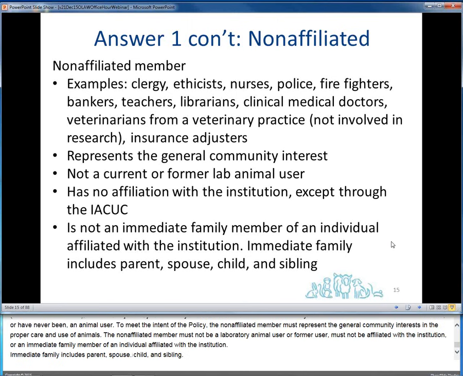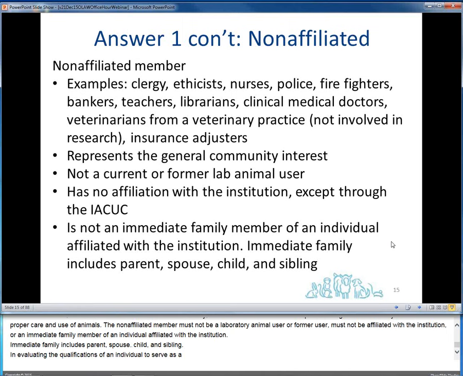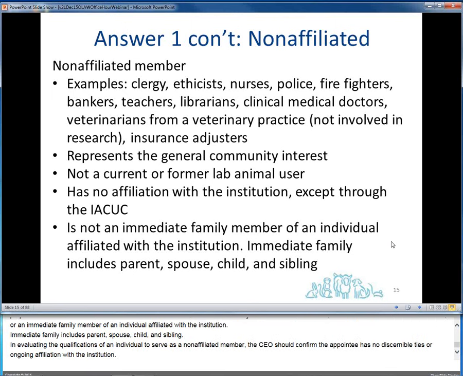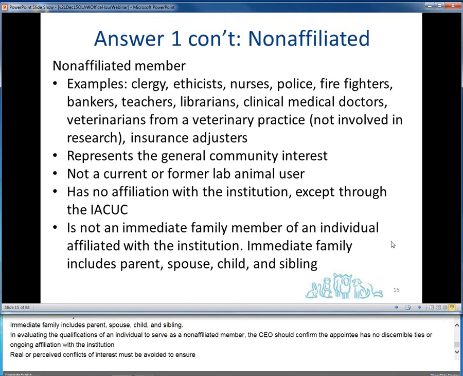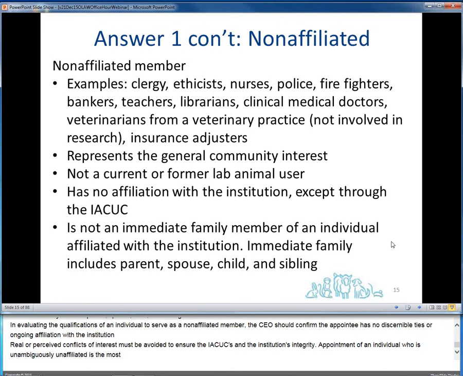In evaluating the qualifications of an individual to serve as a non-affiliated member, the CEO should confirm the appointee has no discernible ties or ongoing affiliation with the institution. Real or perceived conflicts of interest must be avoided to ensure the IACUC's and the institution's integrity. Appointment of an individual who is unambiguously unaffiliated is the most effective way to fulfill the intent of the policy.